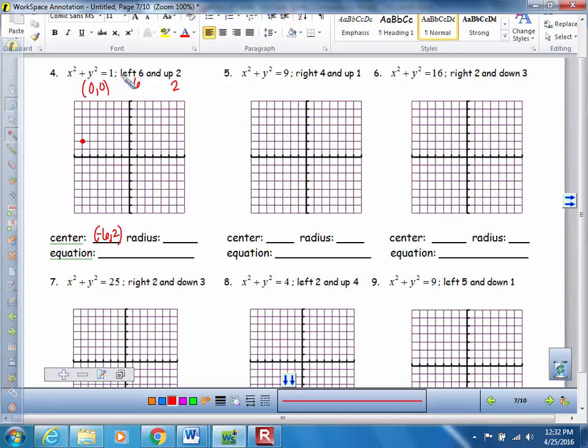What was our radius in the original equation? 1. So it's still 1. So from there, I'm going to go out 1 in each direction. There's my translated circle, and now I just have to write my equation. So my equation would be x, since it's negative 6, it would be x plus 6 squared plus y minus 2 squared. And then the back just stays the same, so it would be equal to 1.